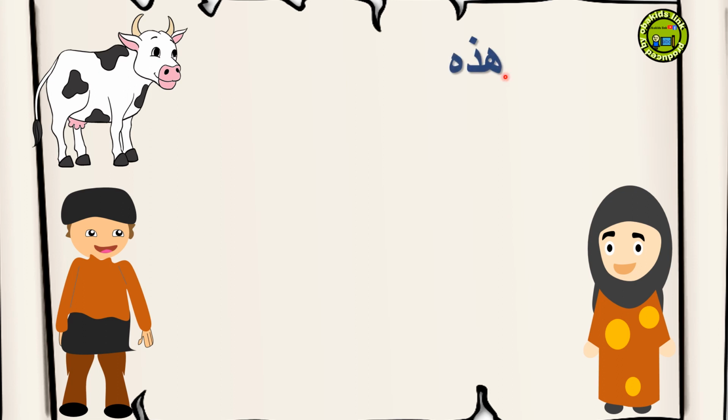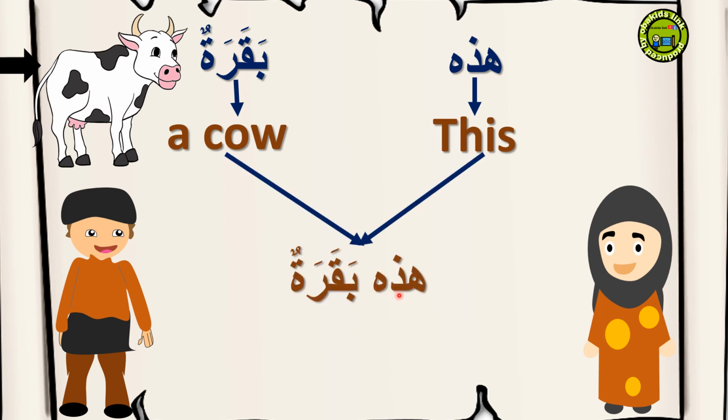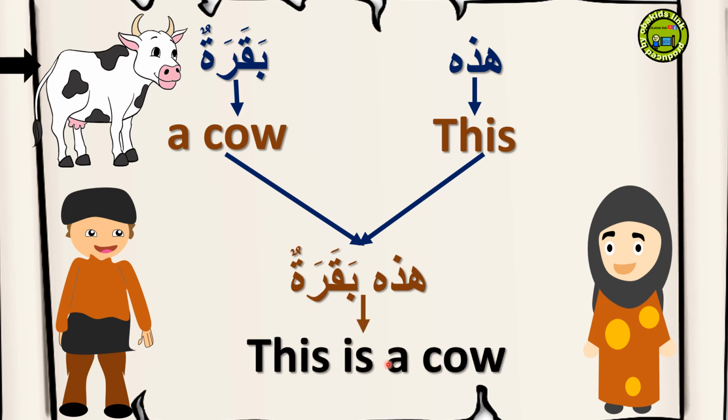This is hazihi. Hazihi means this. This is bakaratun. Bakaratun means a cow. Now if we combine hazihi and bakaratun together, it makes hazihi bakaratun. Say after me. Hazihi bakaratun. Which means this is a cow.